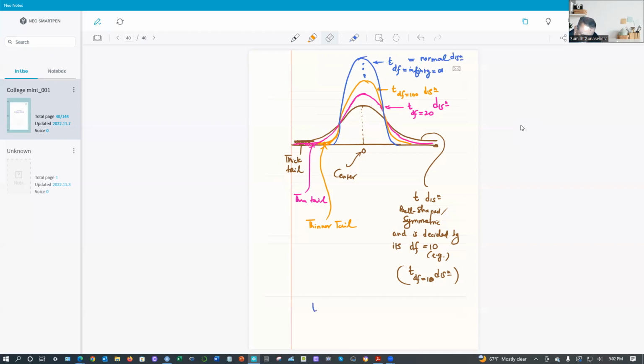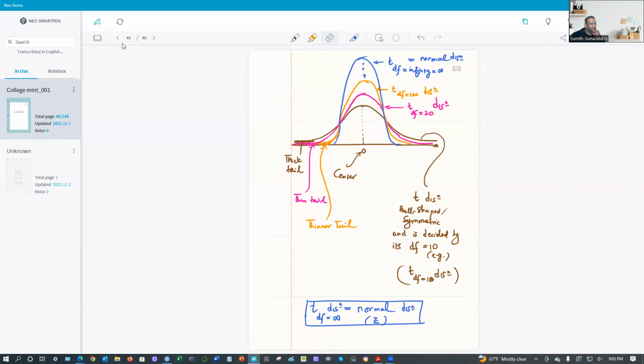So a T distribution, I'm sorry, with degrees of freedom equal to infinity is the same as the normal distribution. So they are both the same. That's why we use Z and T interchangeably. This one you can say Z distribution.